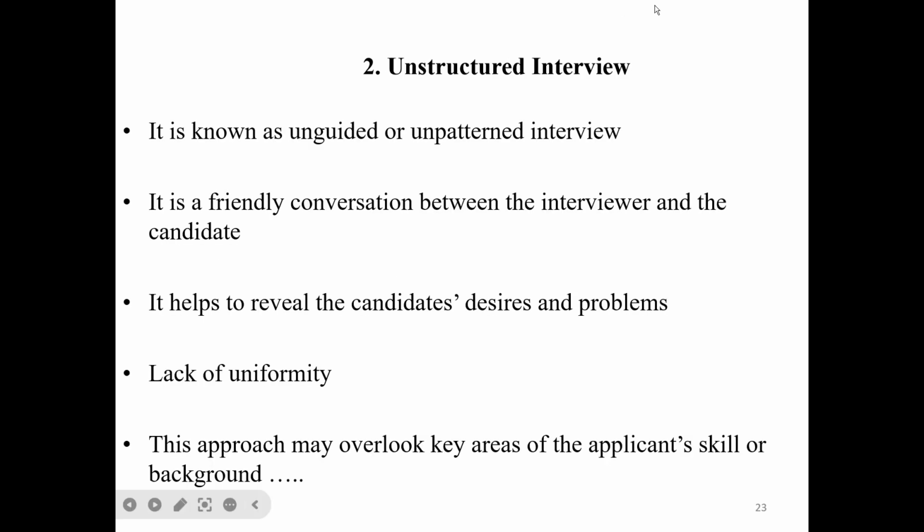Next, the unstructured interview. The name itself says unstructured means it is an unguided or unpatterned interview. Basically, it is a friendly conversation between the interviewer and the candidate. There are no rules or regulations saying this interview must go like this only. For example, if I'm an HR manager, I should ask only these pertaining questions. There is nothing like that. It is the wish of the interviewer. They can ask any type of questions.